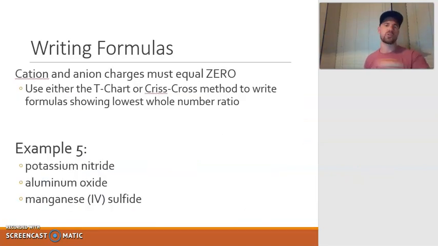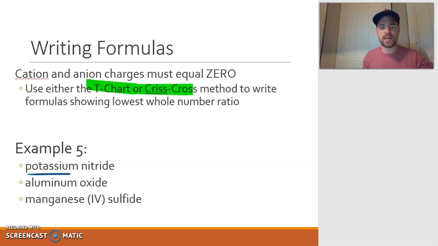Alright, so now we're going to start writing formulas. I'm going to teach you two methods. You choose whichever one you want. So when you go to write a formula for an ionic compound, keep in mind that the cation and the anion charges have to equal 0. So what we'll do is we'll add cations and anions until that happens. I'm going to show you two methods, the T-chart method and the crisscross method. So the T-chart method, let's look at that first.